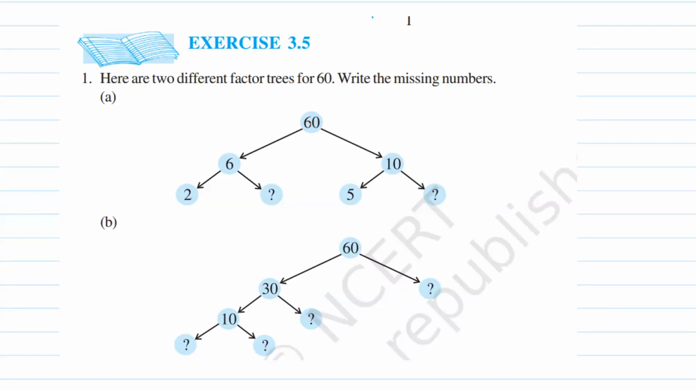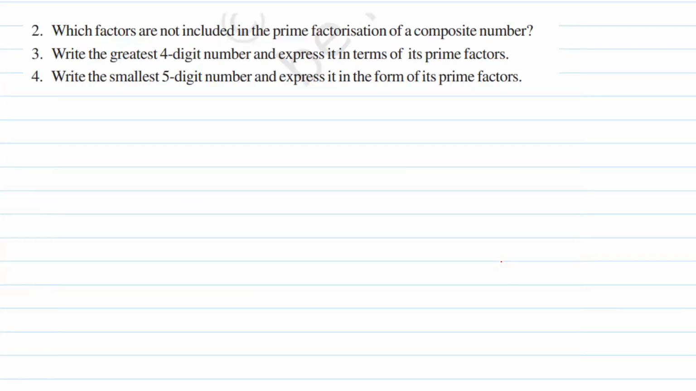The factors of 60 are 6 and 10. Then 6 is further divided into 2 and what will be the other number? It will be 3. For 10, it will be 2 and 5. So you just have to fill it like this. Very simple. This is 60, and 30 into 2 will be the factors. Then the factors of 30 are 10 and 3. Then for 10 you can write 5 and 2. So this is how you will fill in the factors.